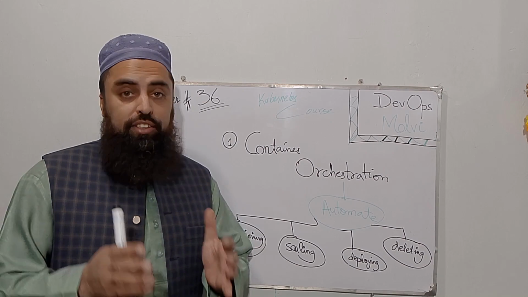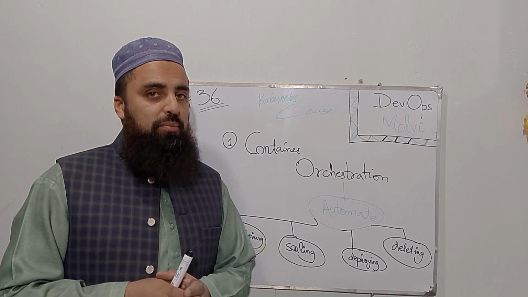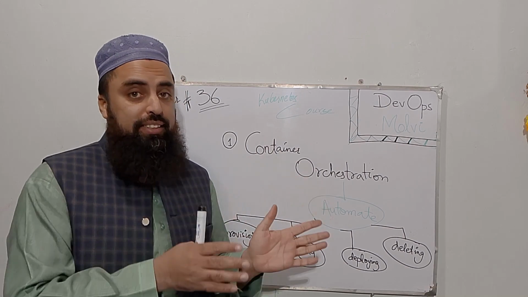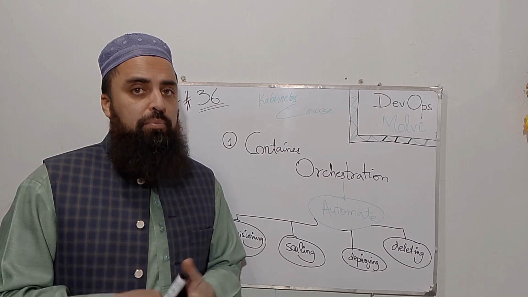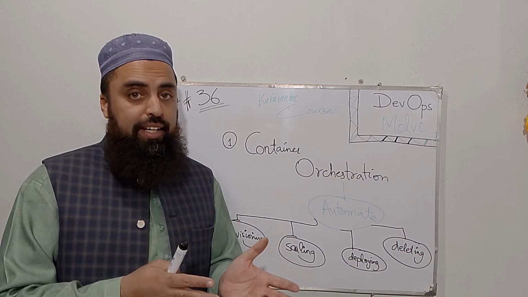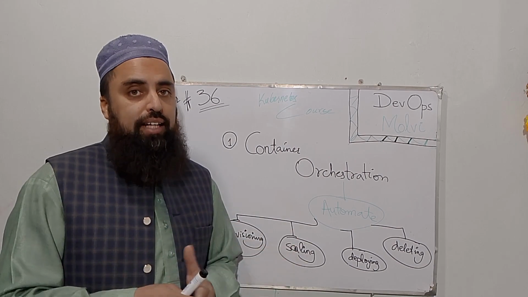Whenever you are searching on Google about the best container orchestration platform, you will find Kubernetes at the top. Kubernetes is the number one container orchestration platform because it automates the process of deployment, scaling, provisioning, and deleting of applications running inside the container.